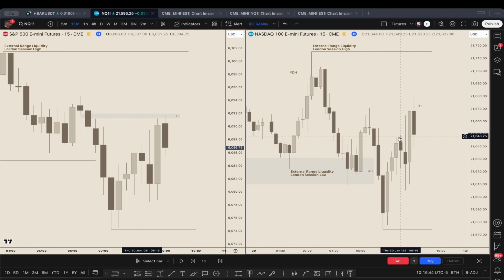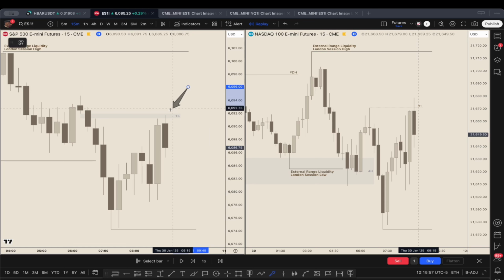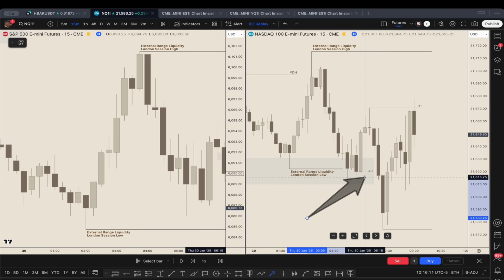So while I was watching this around 9 o'clock, I noticed how price pushed up past this 1 hour fair value swing high. But if you look over on the left on S&P, we actually entered a sell side imbalance right here. So this was the moment where price needed to show me who was actually in control. Was it this 15-minute sell side imbalance, or was it the bullish 4 hour imbalance on NASDAQ?